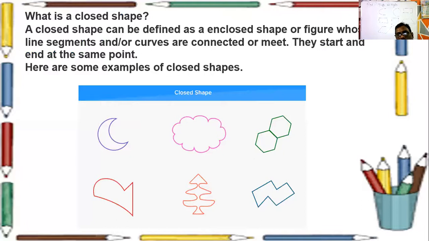These are the closed curves. Not only mathematical, some different diagrams also are given here. Closed curve can be defined as an enclosed shape whose line segments are connected or met. They start at the same point and end at the same point.